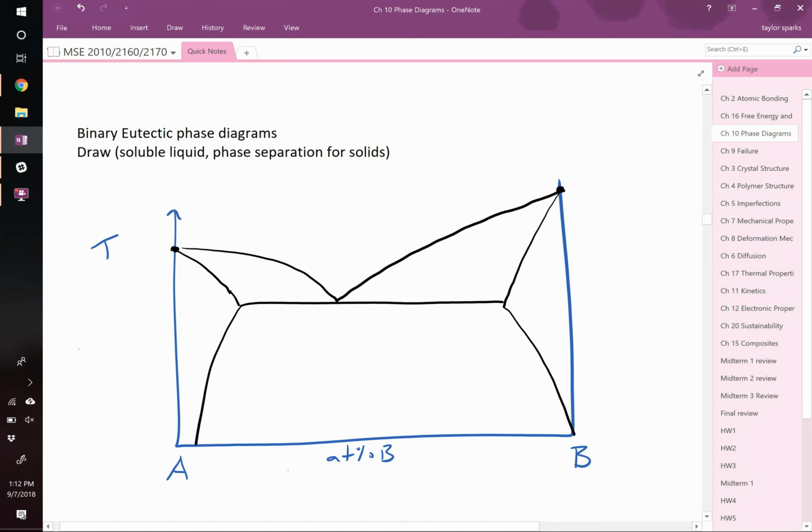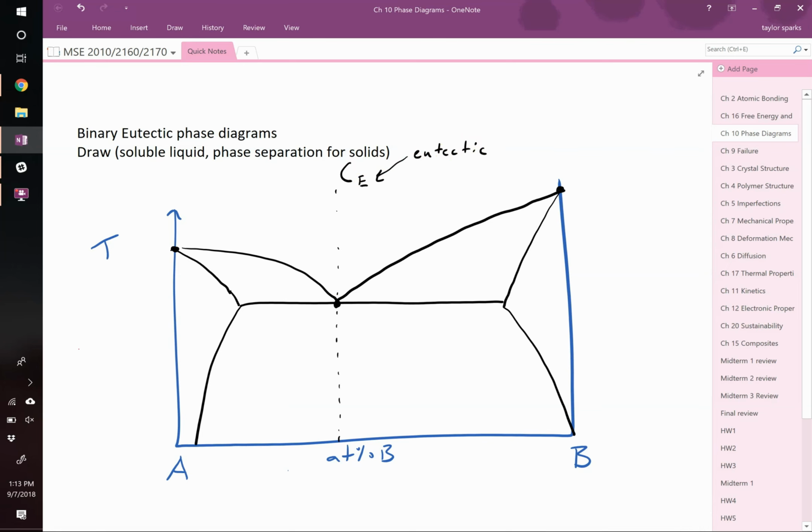And it does this sort of thing, right? It has like this V, this notch in it. So this represents what we call the eutectic composition. We'll just call it E for eutectic. So that would be our eutectic composition. So let's go ahead and label this thing, label our different regions.